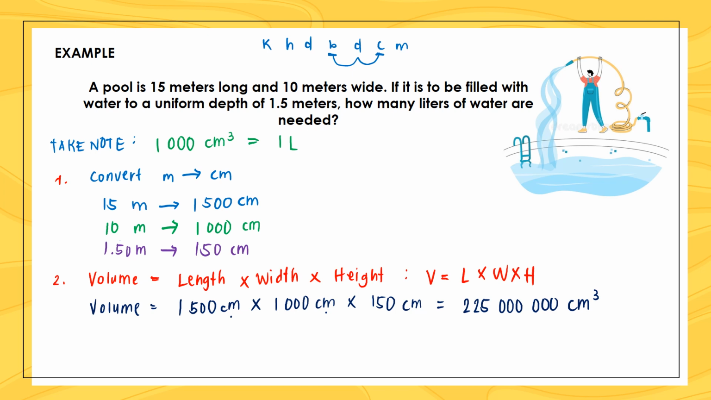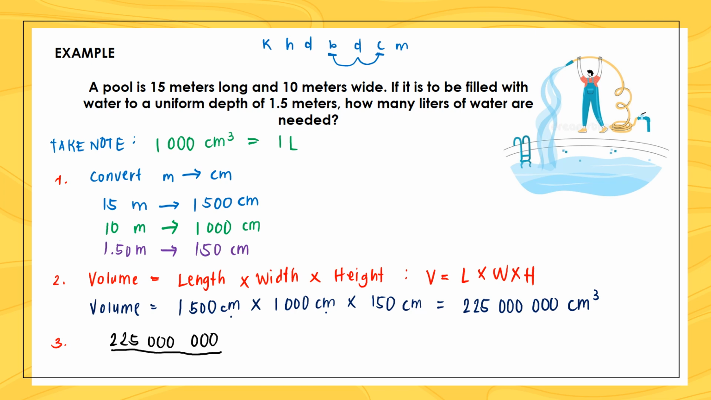So third step, we divide 225 million cubic centimeters by 1,000 cubic centimeters. Let me write it here, in black. Again, 225 million over 1,000.